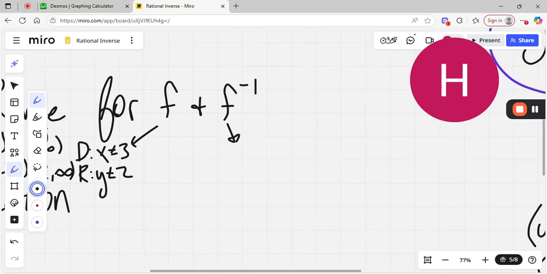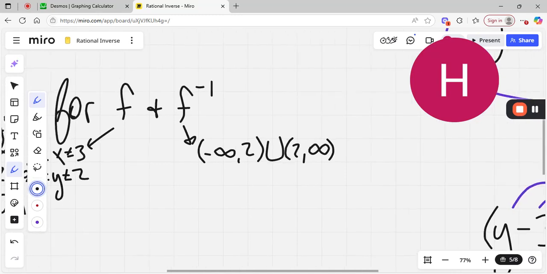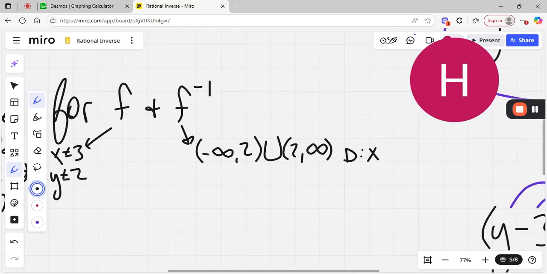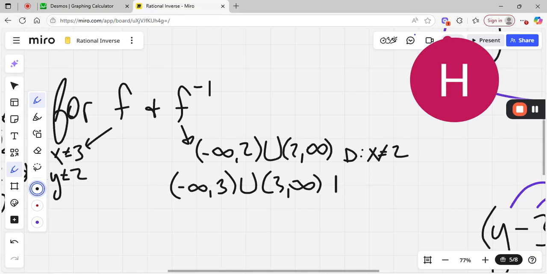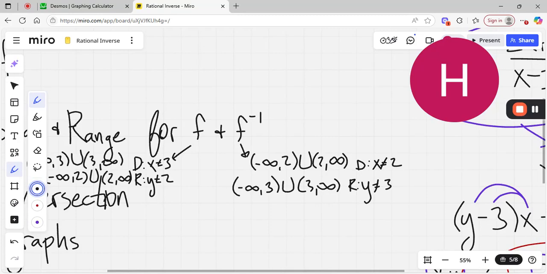So for f inverse, the domain could be described as negative infinity to 2, union 2 to infinity. So the domain is x cannot equal 2. And for the range, we could say negative infinity to 3, union 3 to infinity, where the range is that y cannot equal 3. Okay, very good.